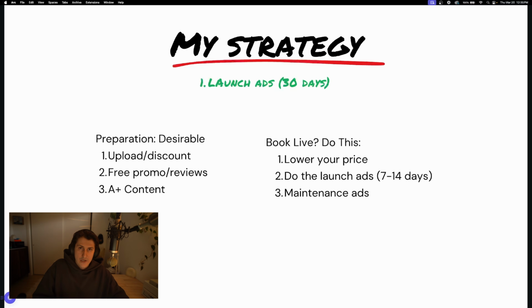We then want to do the launch ads, which we're going to get into in a second, for around 7 to 14 days. And then you switch to the maintenance ads. And so even if your book is already live, we can still make it a bit more desirable by discounting the price. We can still run our launch ads to it because they're going to be a bit broader and drive some sales to it. And then it's going to help your book rank better, as well as then we can move to the maintenance ads, and your book is going to just be set up for success over the long term and almost re-spark it in the eyes of Amazon and hopefully increase its ranking.